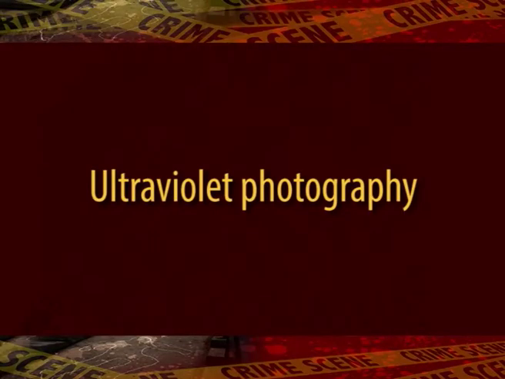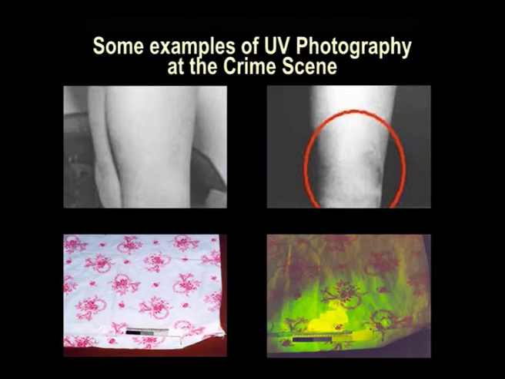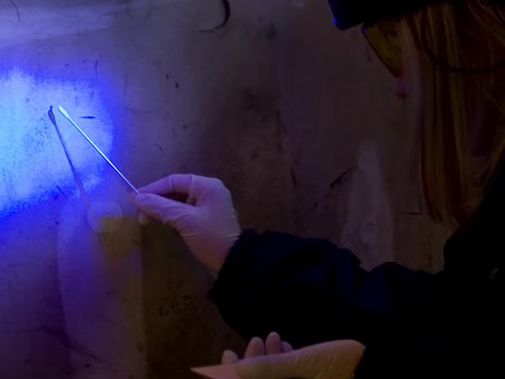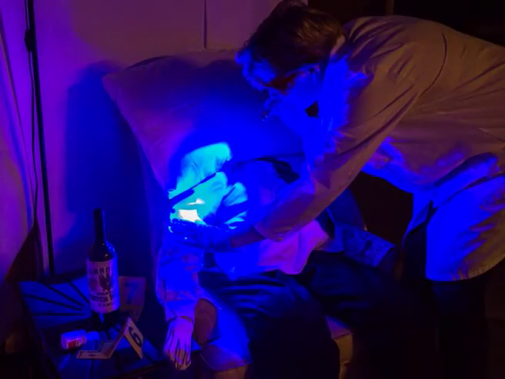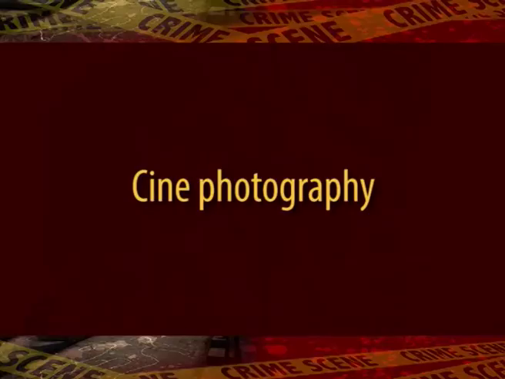Ultraviolet photography. Like infrared photography, ultraviolet photography is also useful for crime scene photography. Dear students, as we know that some physical evidence will absorb or emit ultraviolet light. For example, biological fluid, that is blood, semen, perspiration, etc. and fingerprint.